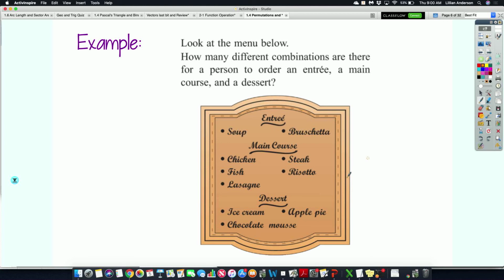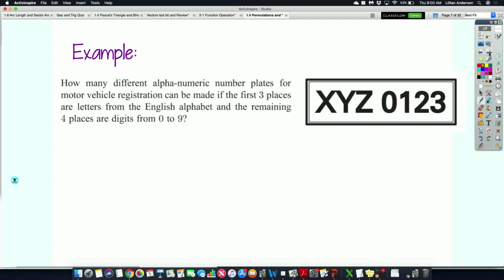Okay, so take a moment, figure it out. How many different combinations are there for a person to order? Okay, someone. Julia. How'd you get 30? 2 times 5, and then times 3. Very good. 2 times 5 times 3. So yes, that would give you 30 different options. Did you guys get 30? Okay, good stuff. Let's try this one.